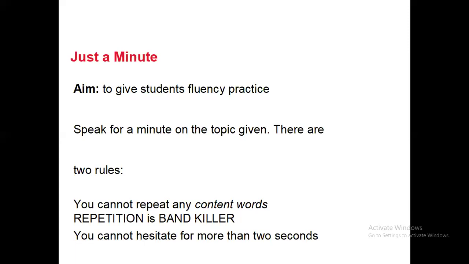So it's about the fluency. You shouldn't repeat your content words. Repetition is a band killer. This quotation, repetition is a band killer, is by Saraswat Yaku. So you shouldn't repeat any of the content words. If you have explained something, try not to repeat it.